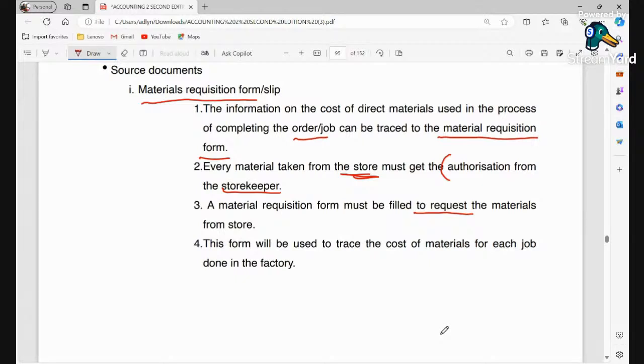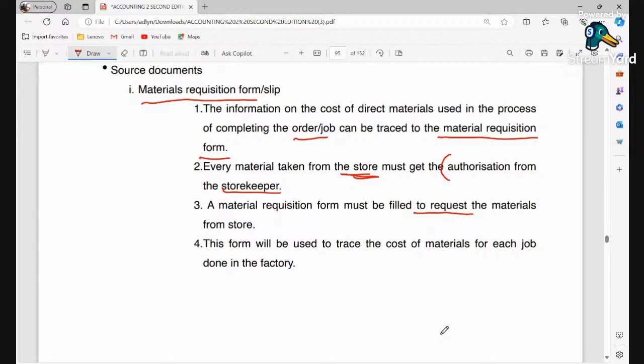Okay, I will mention how many meters I need, alright, and what is the type of the direct material. Okay, basically we are going to name the direct material based on the codes of direct materials and so on. Okay, lepas tu kita akan minta authorization daripada storekeeper to take the material from the store.